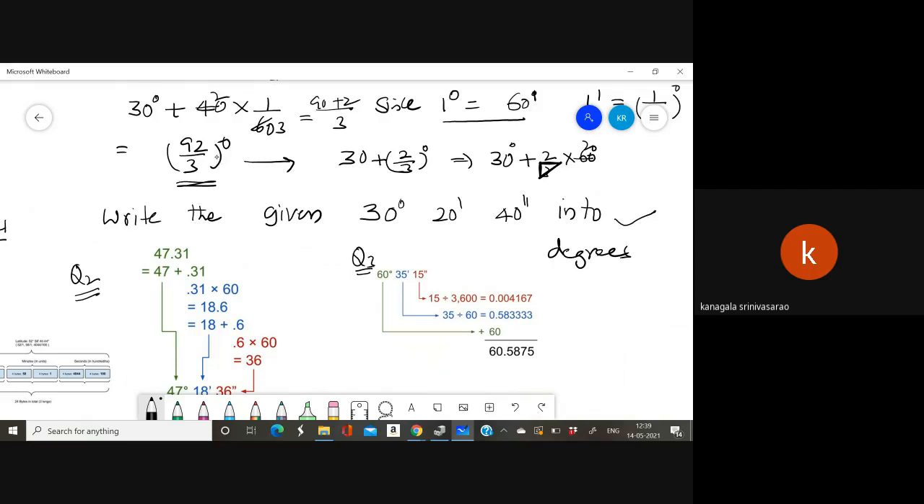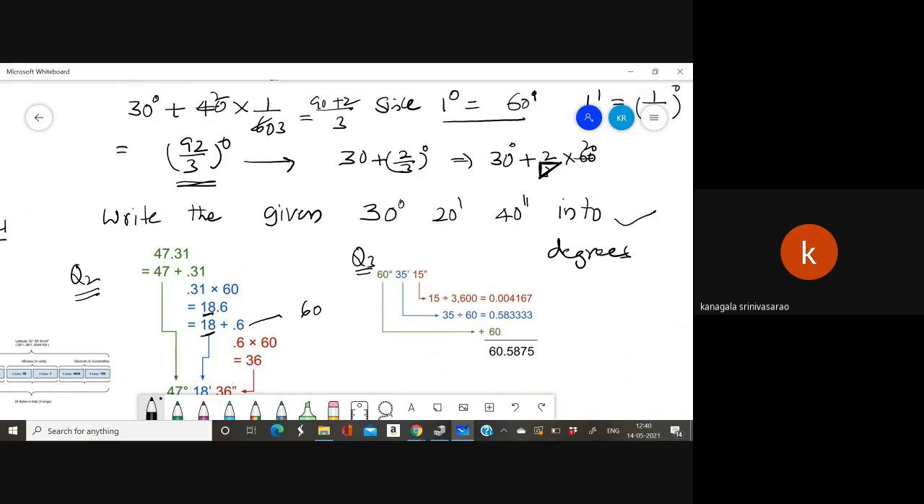47.31 is 47 plus 0.31. The completed degrees part is done. For the remaining part, 0.31 into 60, I get 18.6. That means 18 minutes are done here. Separating the minutes part, 18 minutes are completed and 0.6 is left. Again multiplying 0.6 with 60, I get 36 seconds. So 47 degrees, 18 minutes and 36 seconds.